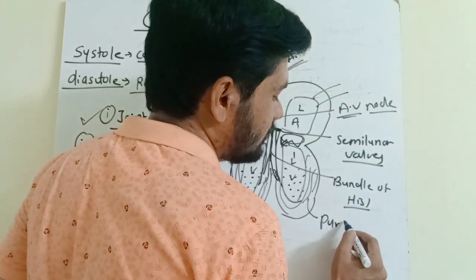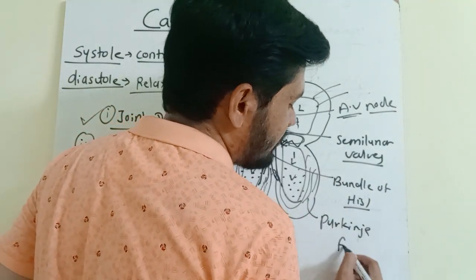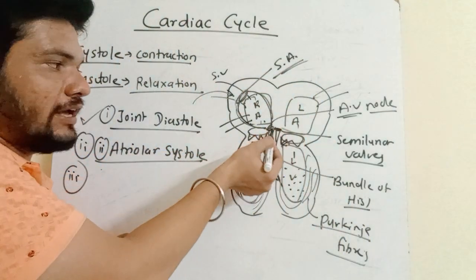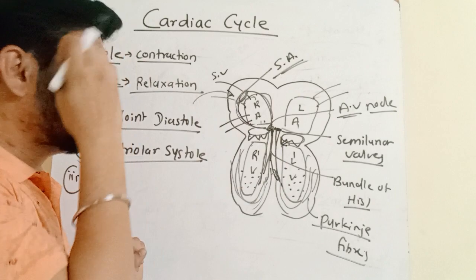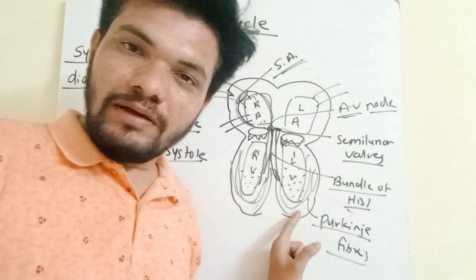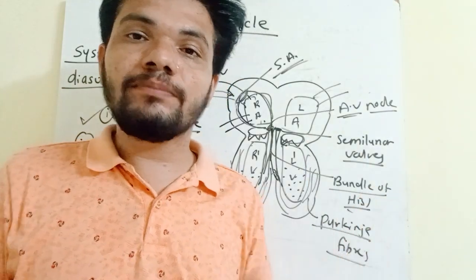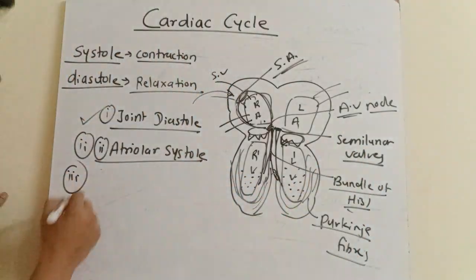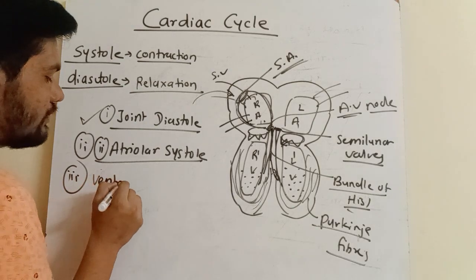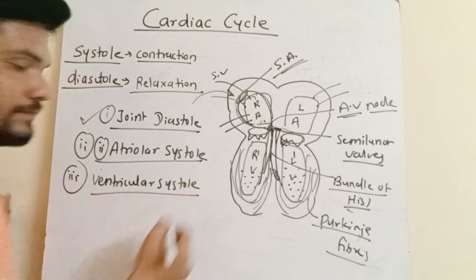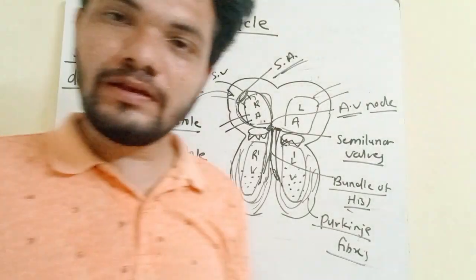We all know the Purkinje fibers. So when this action potential reaches the AV node, it immediately transfers it to the bundle of His, and then to the Purkinje fibers, which leads to the third step called ventricular systole. So this is our third step, which is ventricular systole. Okay. So what will happen?